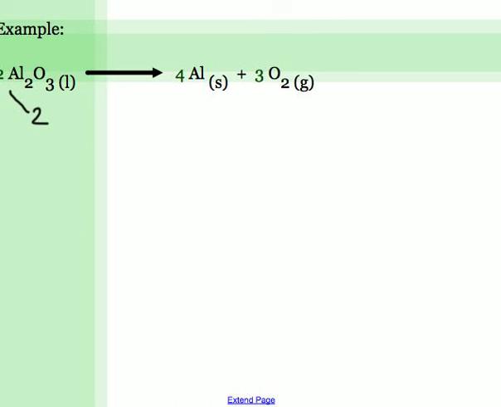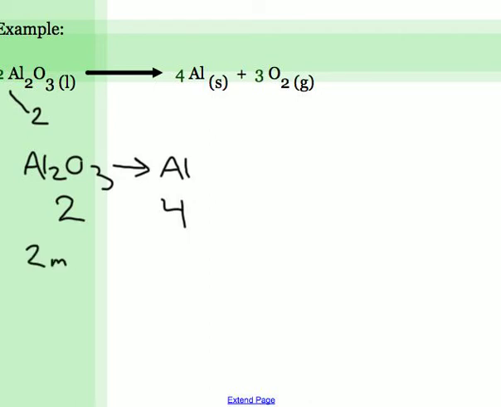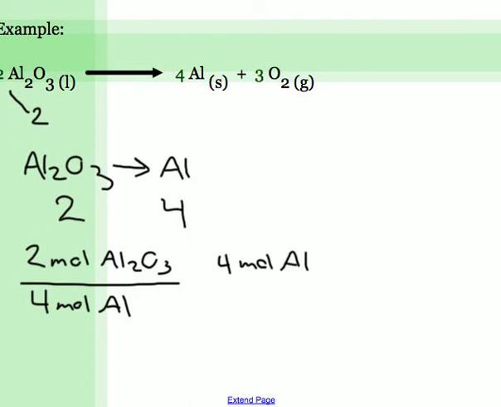So for example, if we wanted a mole ratio from Al2O3 to aluminum, all you do is you look up the coefficients, and in front of Al2O3 is 2, and in front of aluminum is 4. So what that means is that for every 2 aluminum oxides, I'm going to get 4 aluminums. So you can write that two ways. You can either say 2 moles of aluminum oxide is equivalent to 4 moles of aluminum, or depending on what type of problem you're doing, you can flip it upside down and say that there's 4 moles of aluminum for 2 moles of aluminum oxide.